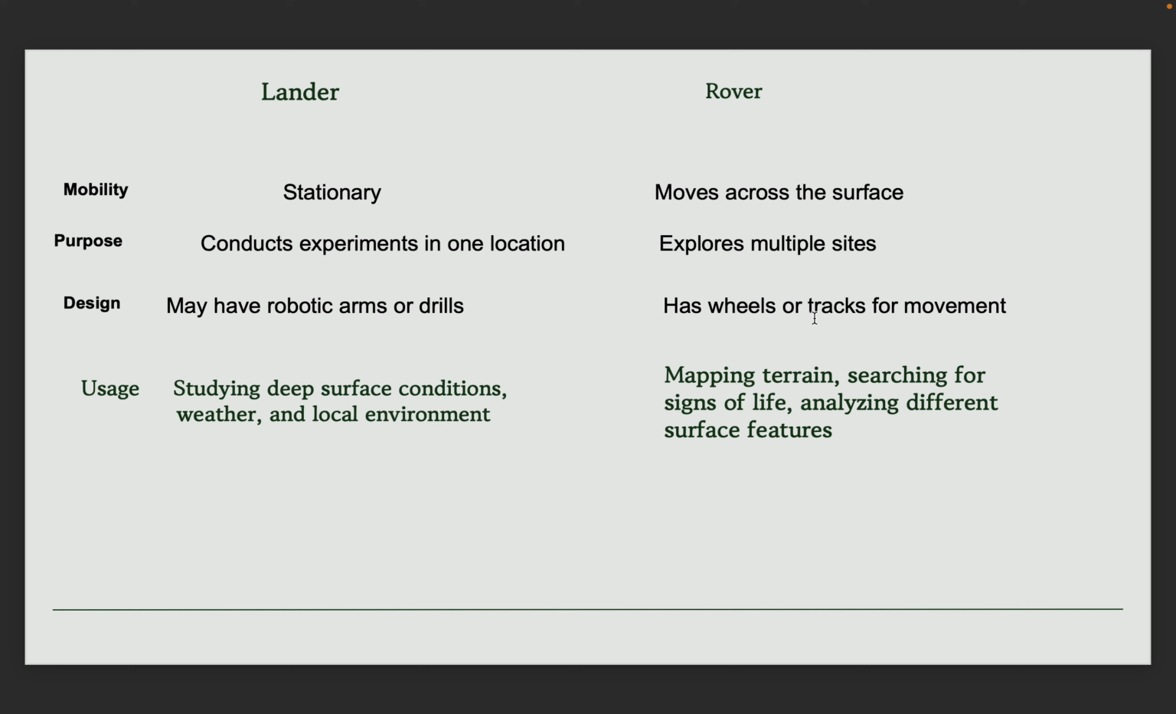And the usage of a lander is studying deep surface conditions, weather conditions, and the local environment from a constant viewpoint. But the rover's usage is very different from a lander. A rover will map the terrain, search for any signs of life in different positions or different parts of a crater, and analyze different surface features on the planet.